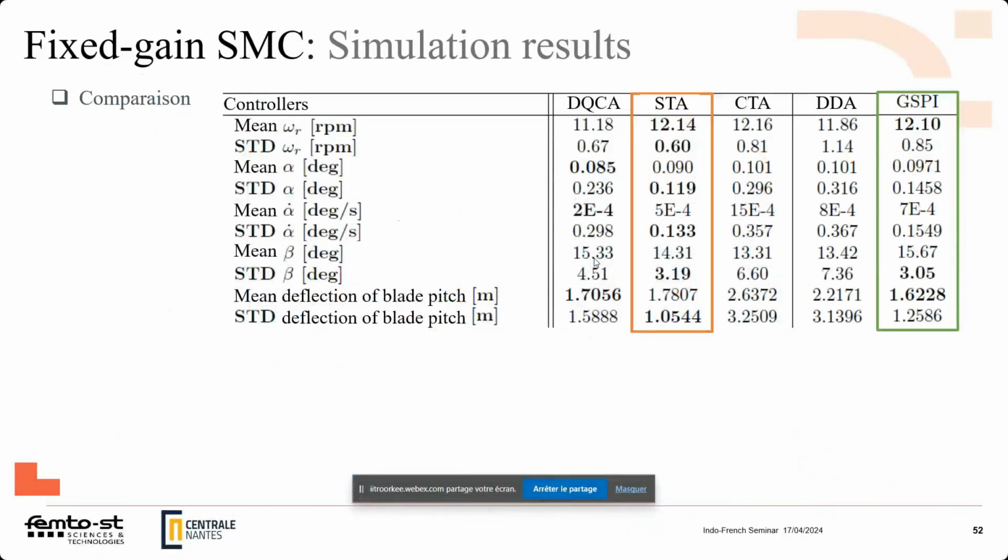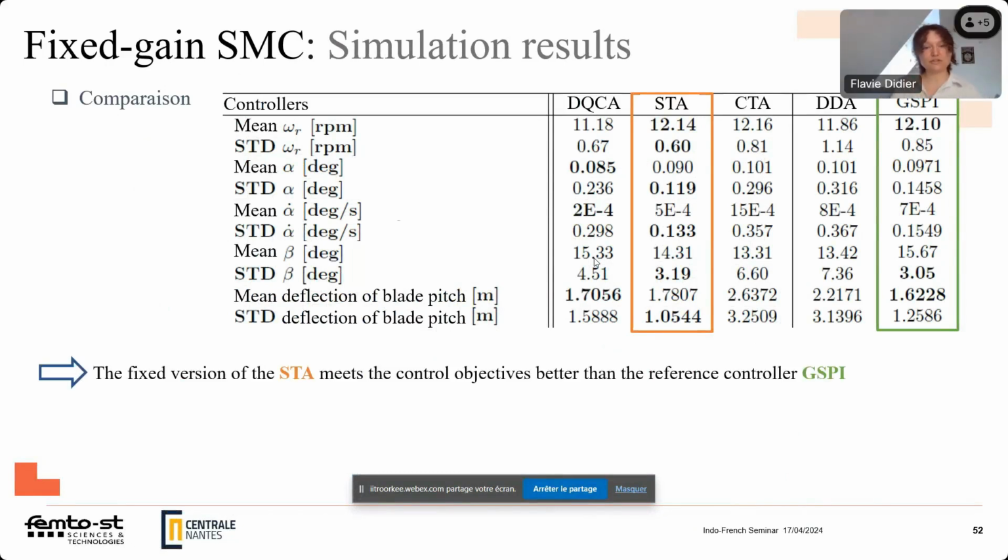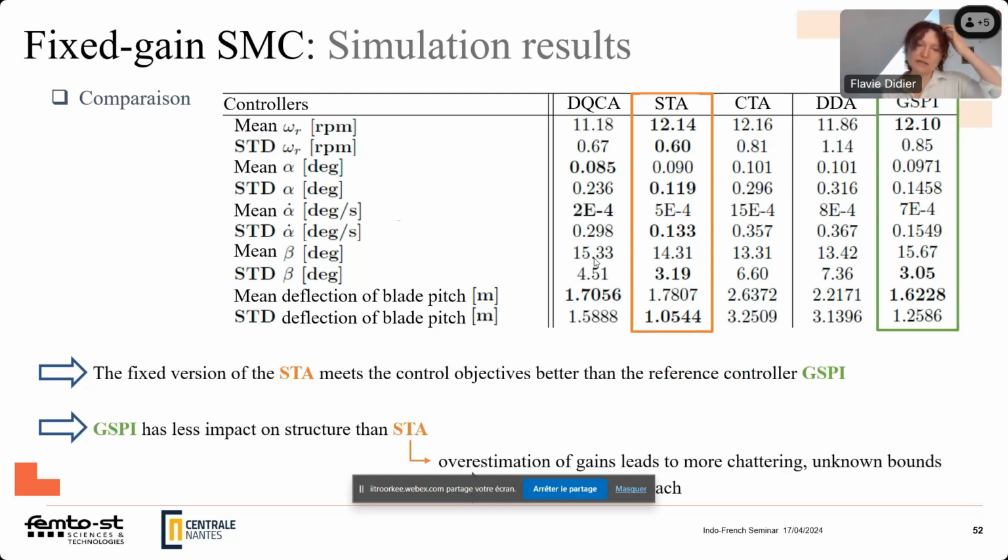Here are some more data on the results. Here we also compare the super twisting algorithm and the three other algorithms to the GSPI, the gain scheduling proportional integral algorithm, which is the reference controller for the floating offshore wind turbine. The fixed version of the super twisting algorithm meets the control objective better than the reference controller GSPI. However, the GSPI has less impact on the structure than the super twisting algorithm because of the chattering, which is more present on the super twisting algorithm.